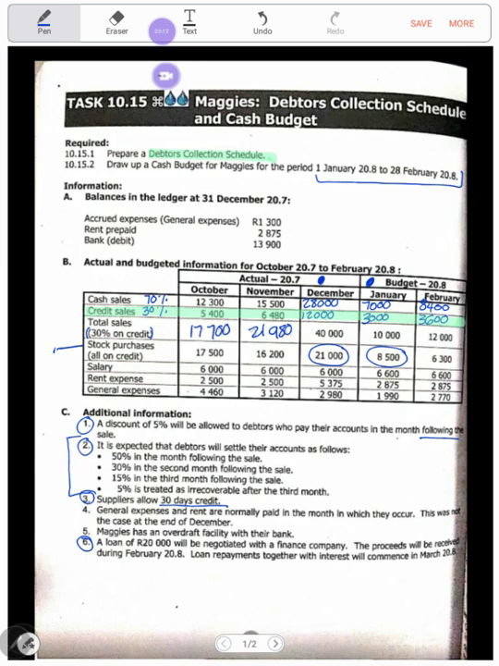The next adjustment, number 4, is saying that general expenses and rent are normally paid in the month in which they occur. This was not the case at the end of December. Why? I'm taking you up to our opening balances over here. We had general expenses that were not paid as yet, and we also had rent that was prepaid. So if rent was already prepaid for January, that means in January we will not be paying rent. This rent was paid in December for January.